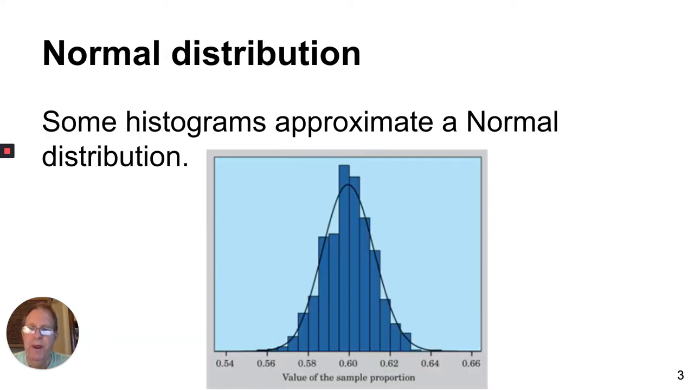Histograms. Some histograms approximate a normal distribution. Here you have one. It's not exactly normal, but pretty close. And other distributions are even closer than this one. So sometimes we take a set of data from the real world and we say that it is approximately normal.